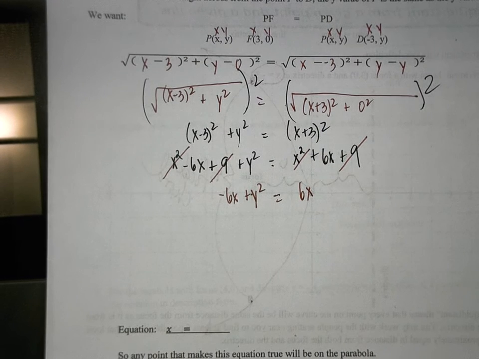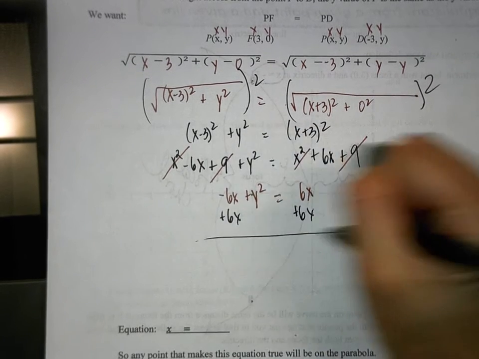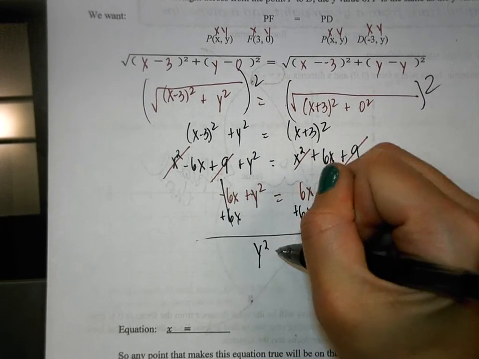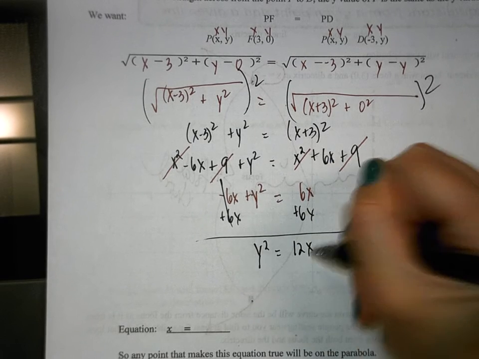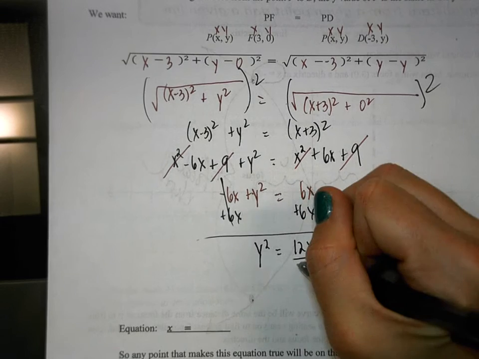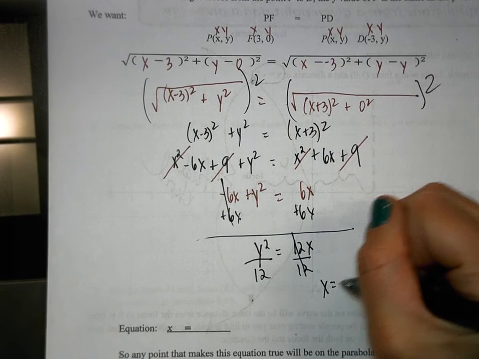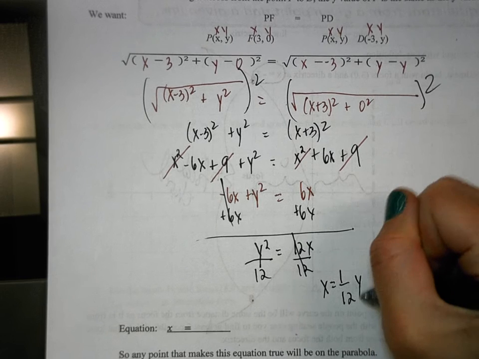What will I do now? Add 6x. Yeah, add 6x. Good. Add 6x to both sides. We have y squared equals 12x, and this time we're going to get x by itself. And so I divide by 12 on both sides. And so I have x equals 1/12 y squared.